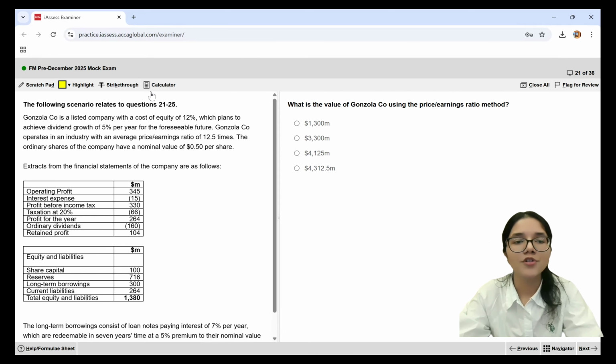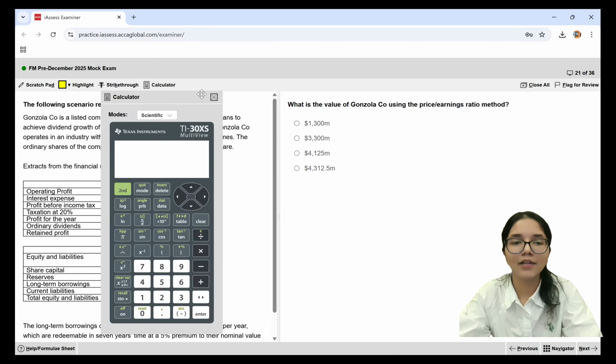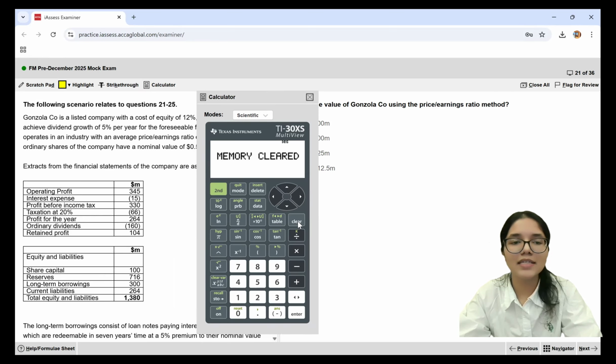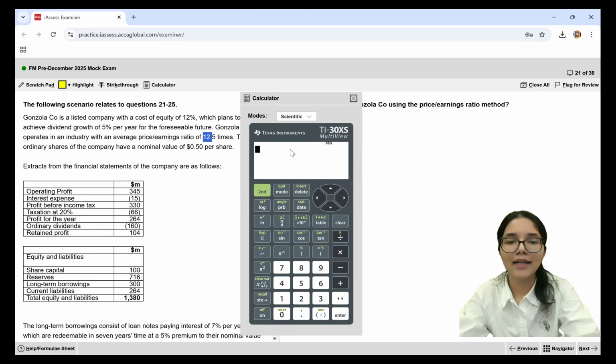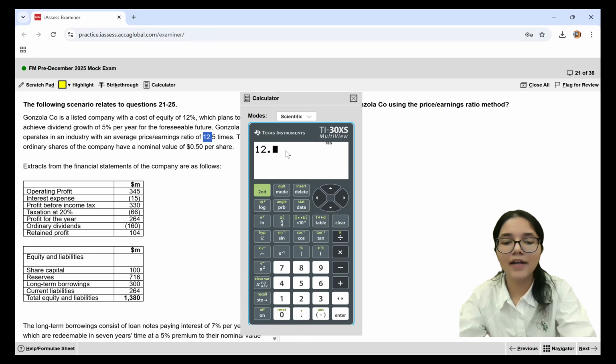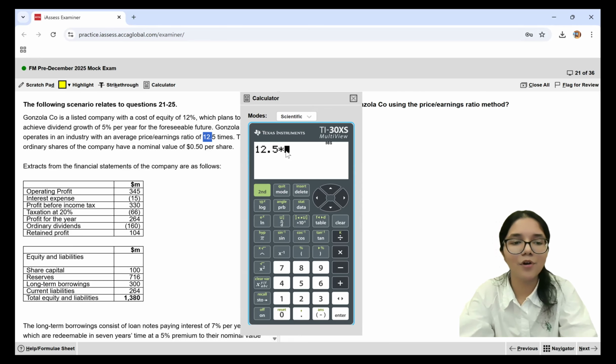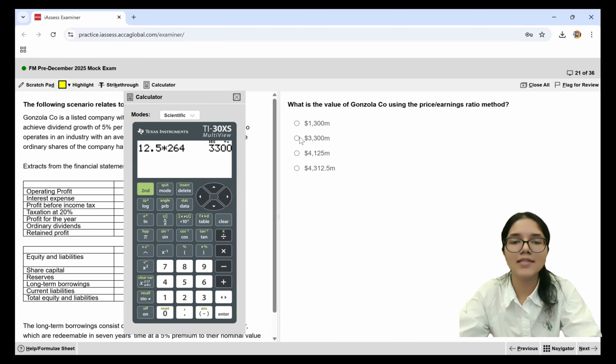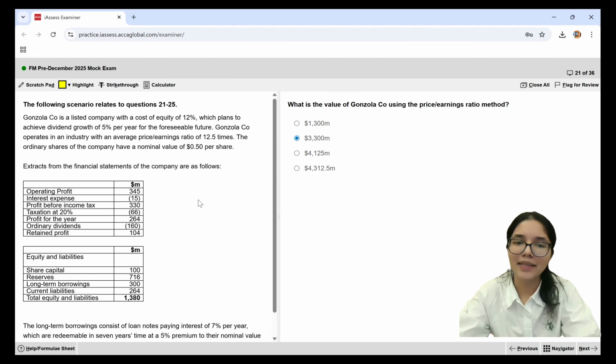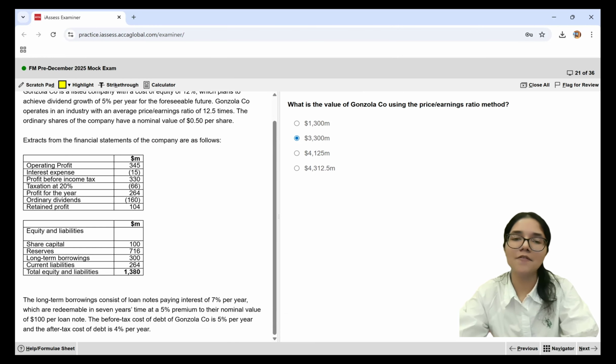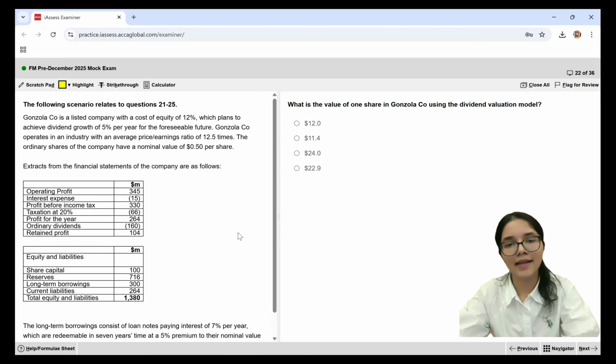So here I open my on-screen calculator. 12.5 is the average PE ratio that has been provided to me over here. So I take 12.5 and I multiply that by my profit for the year, which is 264. Hit enter, and $3,300 million is the value of the whole company using the PE ratio method. So this was the first question, very easy. Let's now move to the second one.